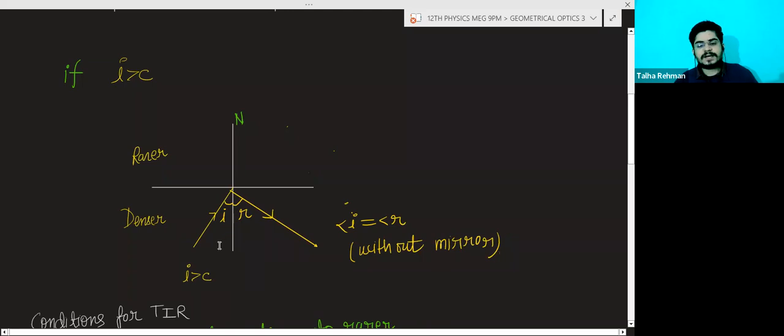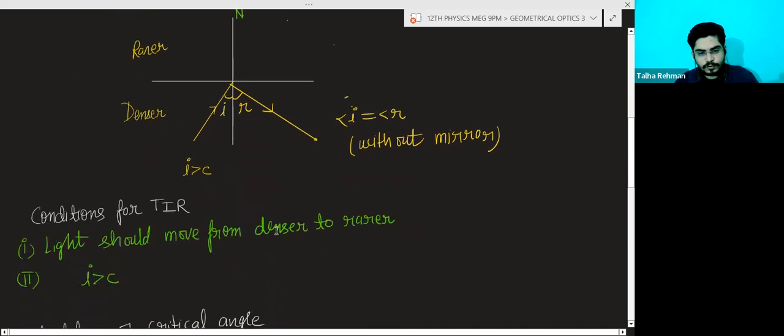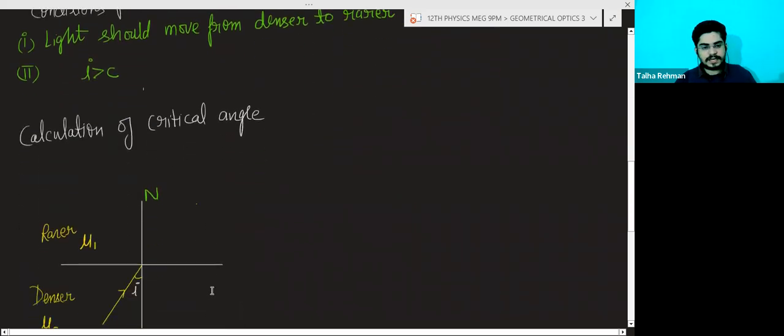Now, what are the conditions for total internal reflection? TIR means total internal reflection. Light should move from denser to rarer medium. Angle of incidence must be greater than the critical angle. Now we will calculate what is the critical angle.